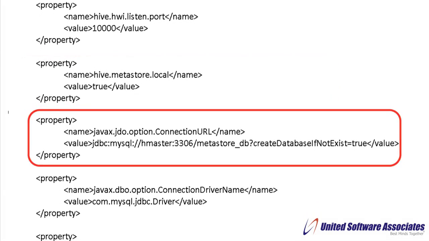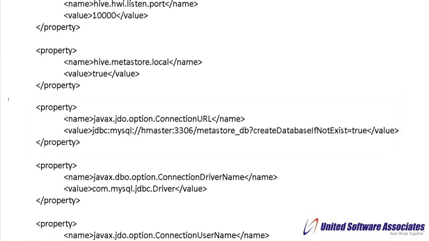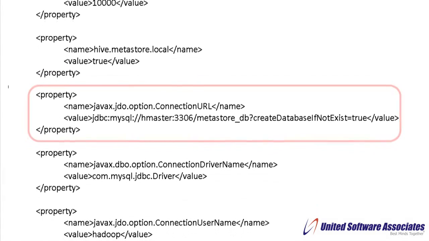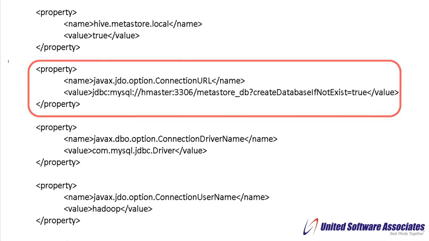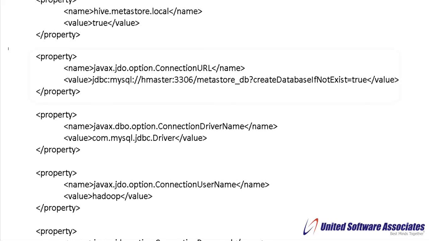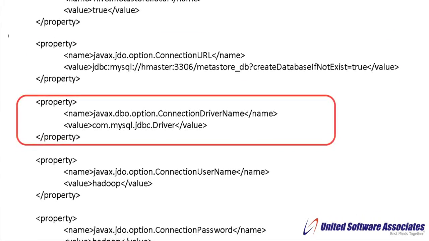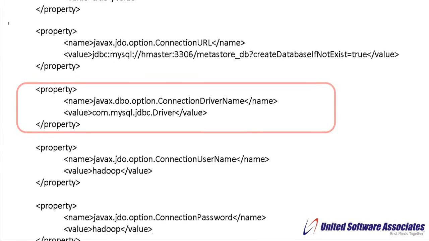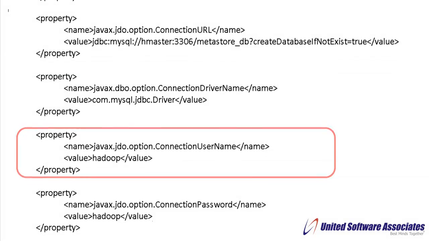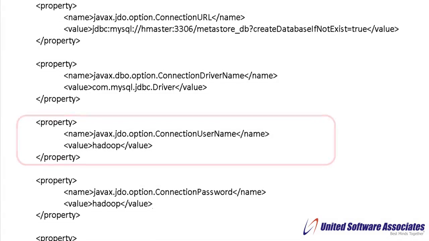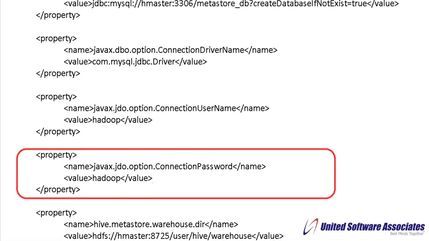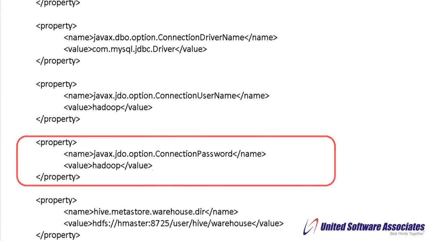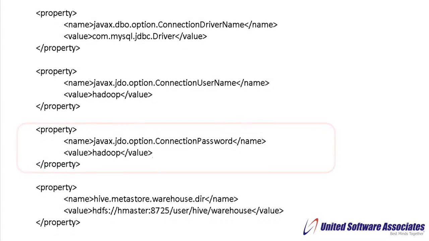Mention the JDBC connect string for the JDBC metastore. In our case, metadata is stored in a MySQL server where metastore_DB is the database name. Tell Hive to connect to the MySQL database via the MySQL JDBC driver. Specify the username for connecting to the MySQL server, in our case Hadoop. Specify the password for connecting to the MySQL server, we have given as Hadoop.